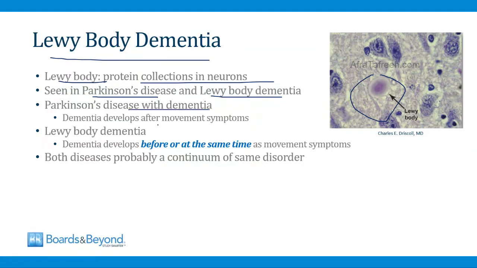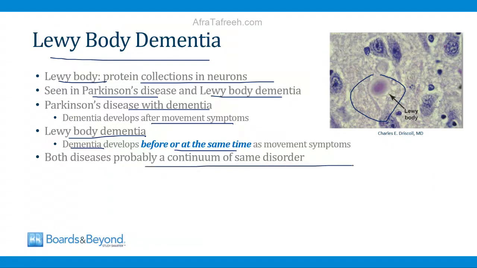So I told you earlier that patients with Parkinson's disease can develop dementia, but the dementia always occurs late, usually many years after the patient has developed motor symptoms. In Lewy body dementia, the dementia develops before the movement symptoms or at the same time, and that's how the two disorders are distinguished. Otherwise, they can look similar. Both disorders can have movement symptoms, and both disorders can have dementia. And in fact, both diseases are probably a continuum of the same disorder.